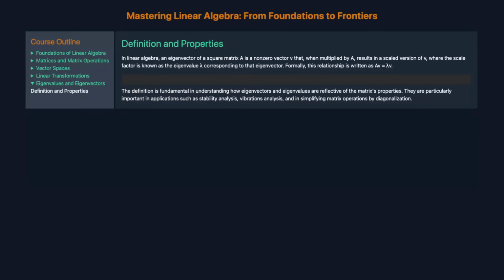Definition and properties. In linear algebra, an eigenvector of a square matrix A is a non-zero vector v that, when multiplied by A, results in a scaled version of v, where the scale factor is known as the eigenvalue lambda, corresponding to that eigenvector. Formally, this relationship is written as Av equals lambda v. The definition is fundamental in understanding how eigenvectors and eigenvalues are reflective of the matrix's properties. They are particularly important in applications such as stability analysis, vibrations analysis, and in simplifying matrix operations by diagonalization.